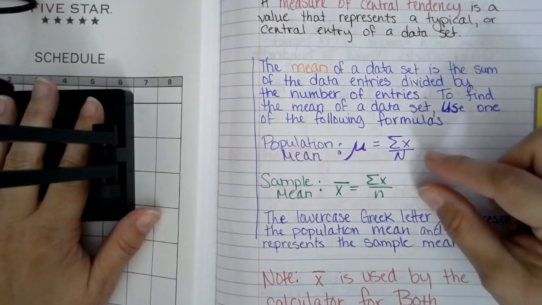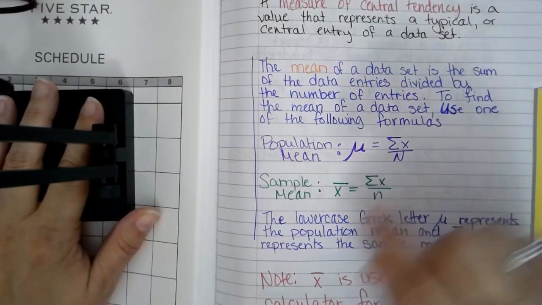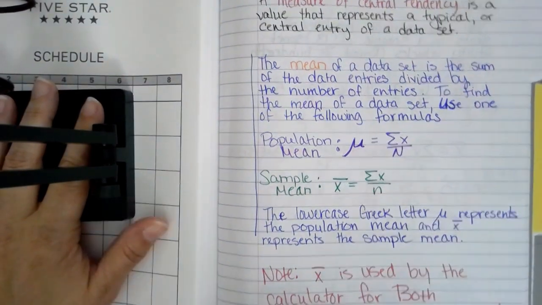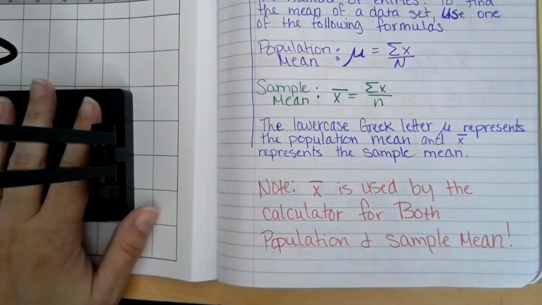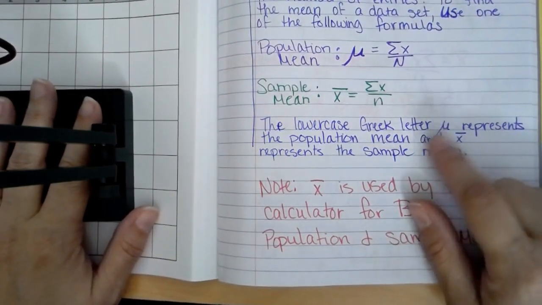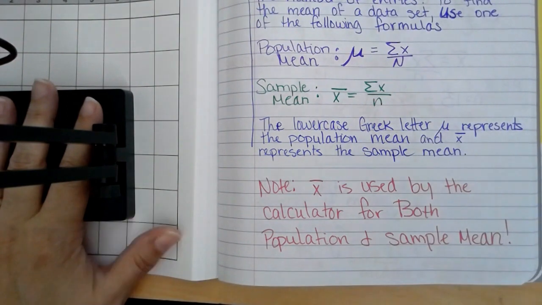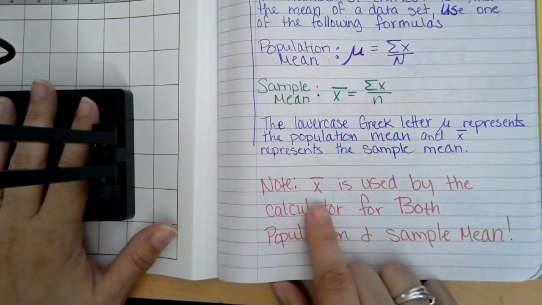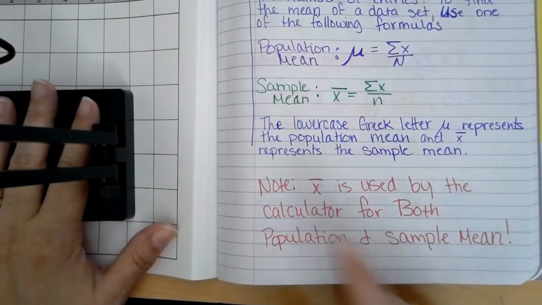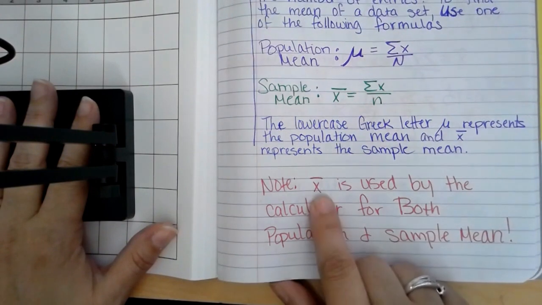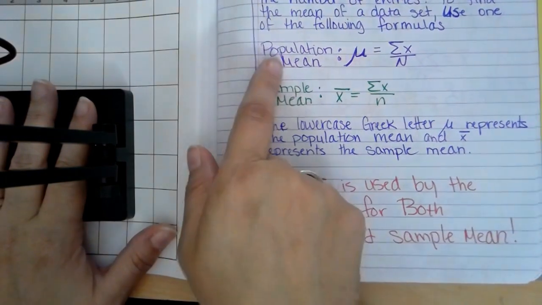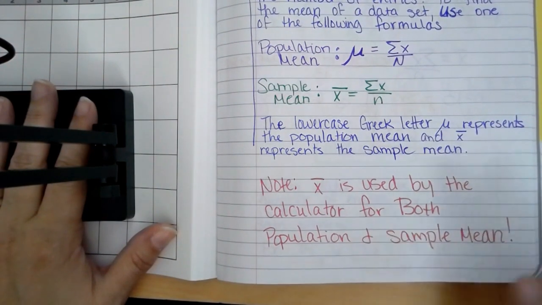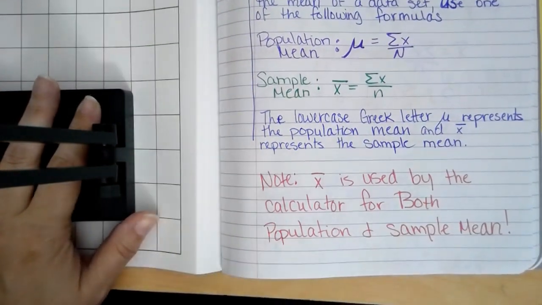So the formulas are identical. The difference is which symbol we are using. Are we talking about population, or are we talking about sample? The lowercase Greek letter mu is formed by making basically a U with a big tail on it. It represents the population mean, and x with a bar above it represents the sample mean. In our calculators, every time we use the calculator's functions to find the mean, it will always show the symbol x bar, whether we're talking about population mean or sample mean. So it's used for both the population and the sample mean.